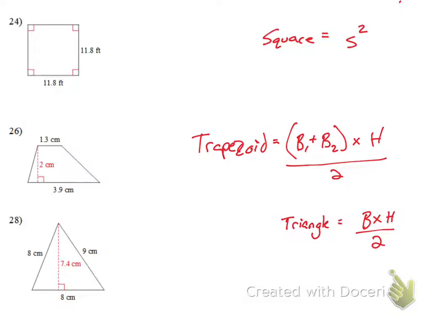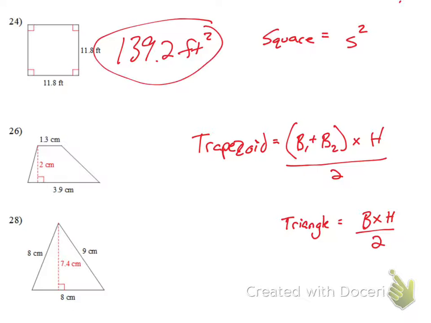All right, 24. This one's really easy. This is a square. All the sides are the same, and there are 4 right triangles in the corners. So you could either do s squared, one side squared, or you could just do base times height. So this would just be 11.8 times 11.8. And that's going to give me 139.2. That's my final answer right there.